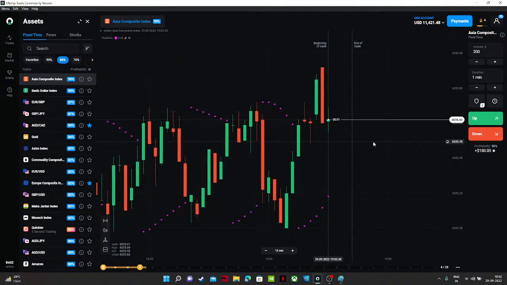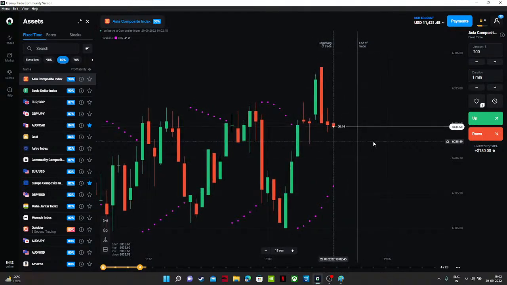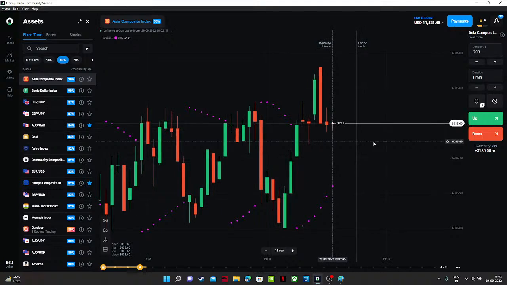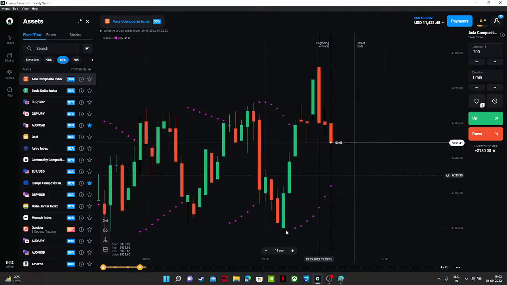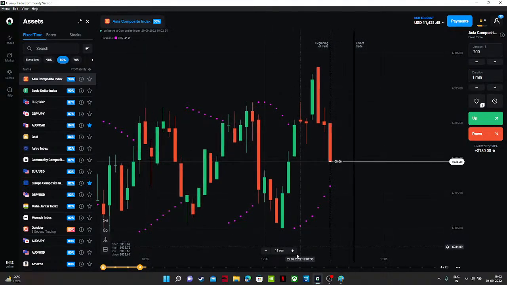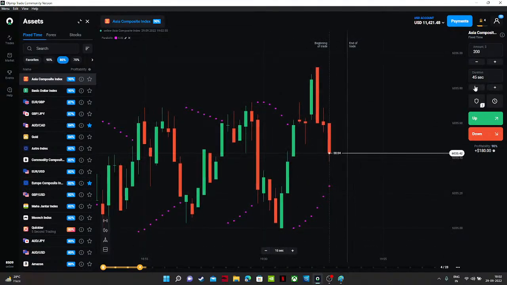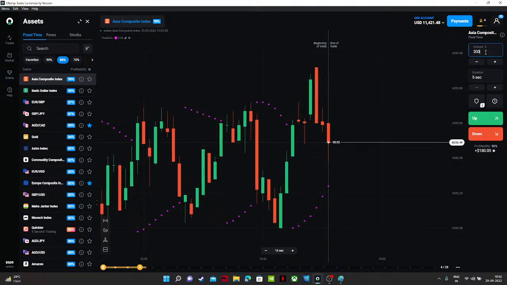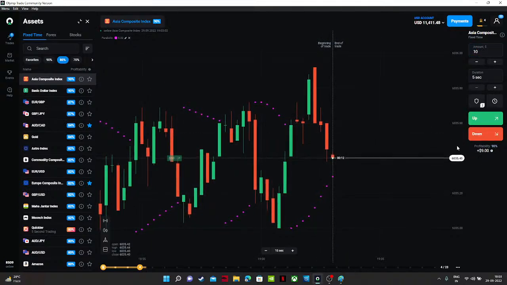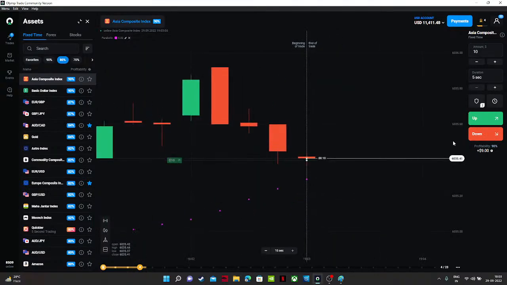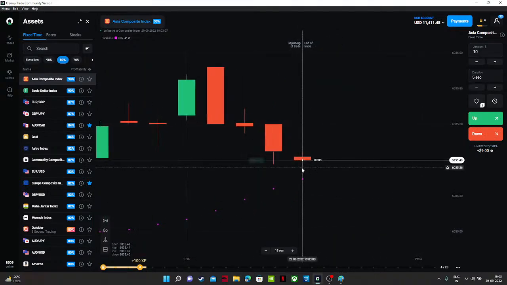So I think the strategy is clear to each and every one of you. The confrontation strategy, the parabolic, and also the 15-second trading strategy which I have shared. Change the chart time frame to 15 seconds, change the trade duration to 5 seconds. Whenever a new candle appears, whatever the initial color which the candle is showing, you can enter into that direction.